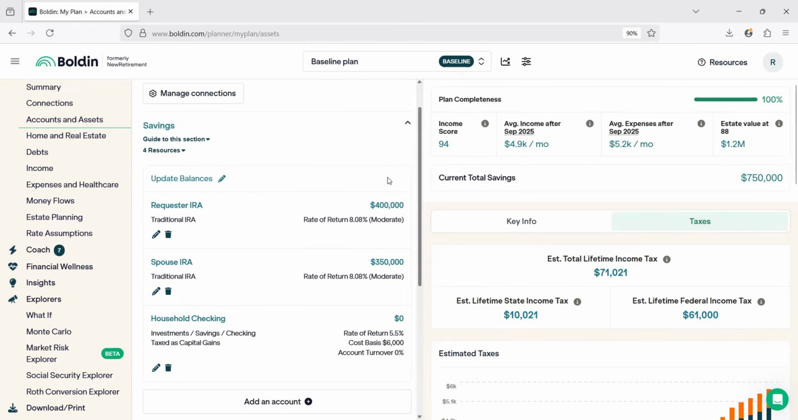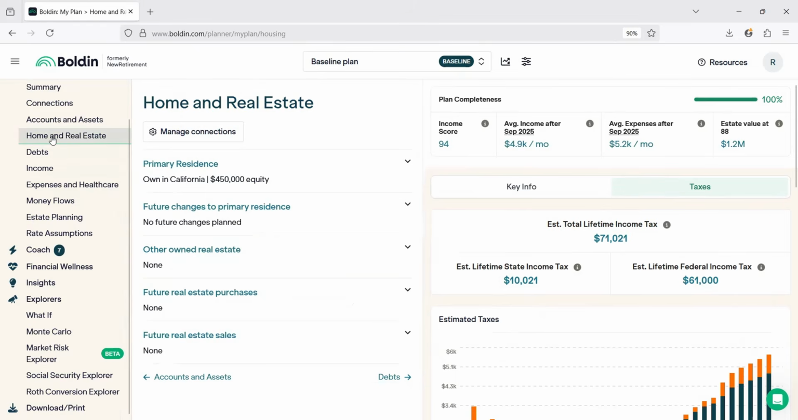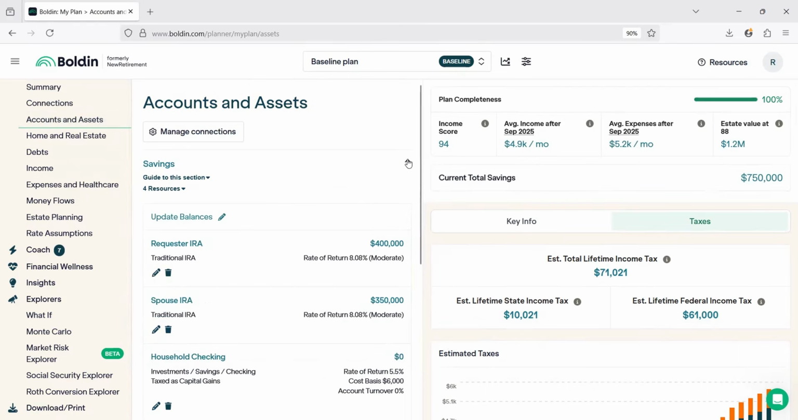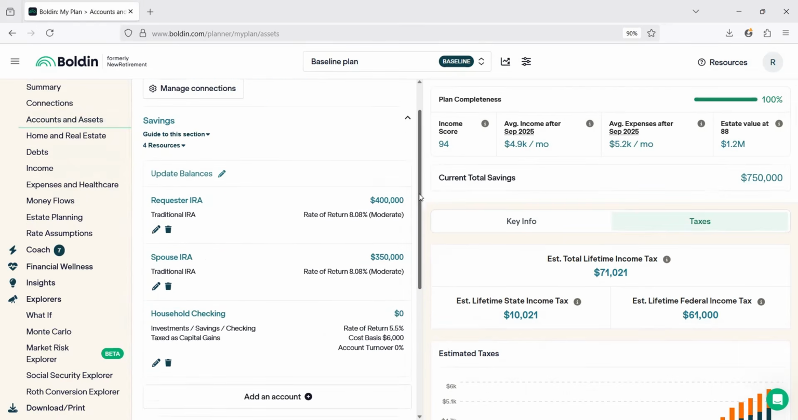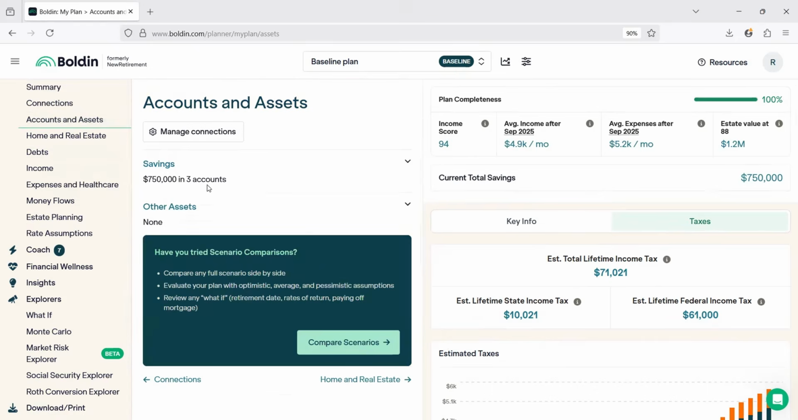I am using a rate of return of 8%, which is moderate. I am using the default settings. I don't have any other assets, is what I want to say. I don't have a brokerage account amount. I don't have any savings, anything in a checking. So obviously anything else you have is going to help the scenario.